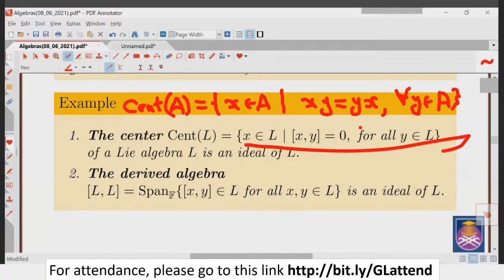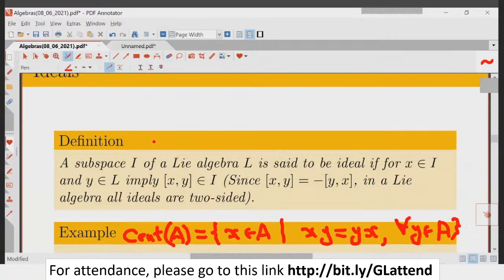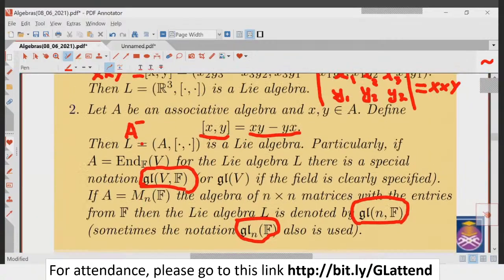Can you see the difference? Why is the center defined this way? It makes sense. Why? Because of this. So x and y product 0 means xy equals yx.